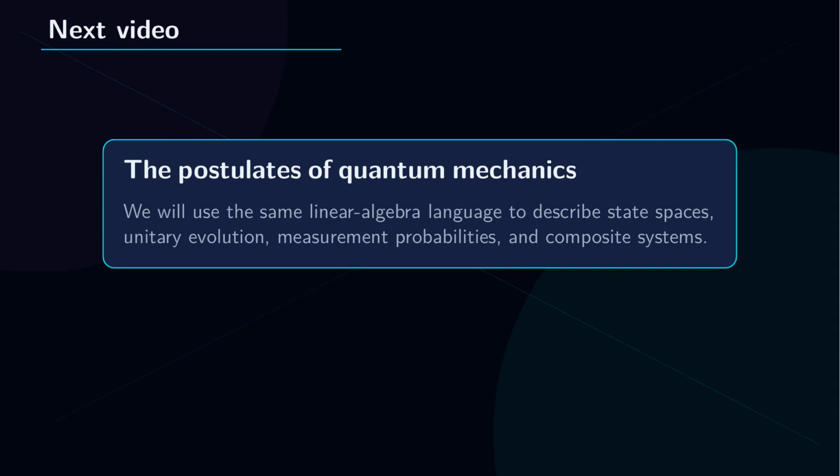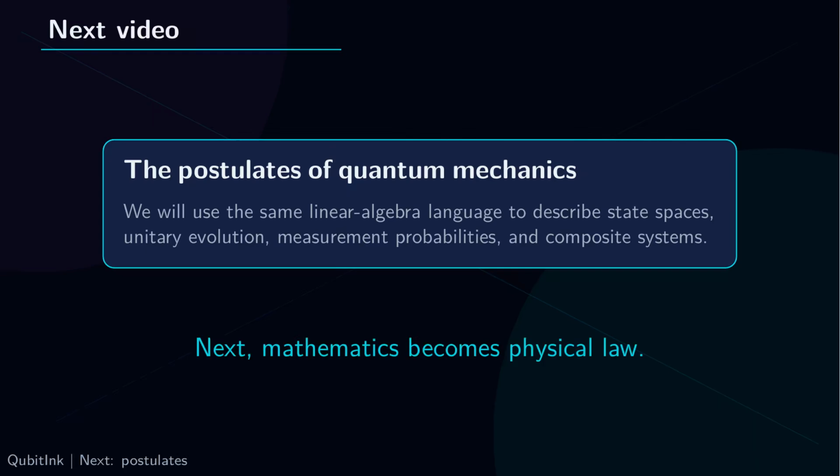In the next video, we move from mathematics to the postulates of quantum mechanics, including state spaces, unitary evolution, measurement probabilities, and composite systems. At that point, the mathematical language we built here becomes physical law.